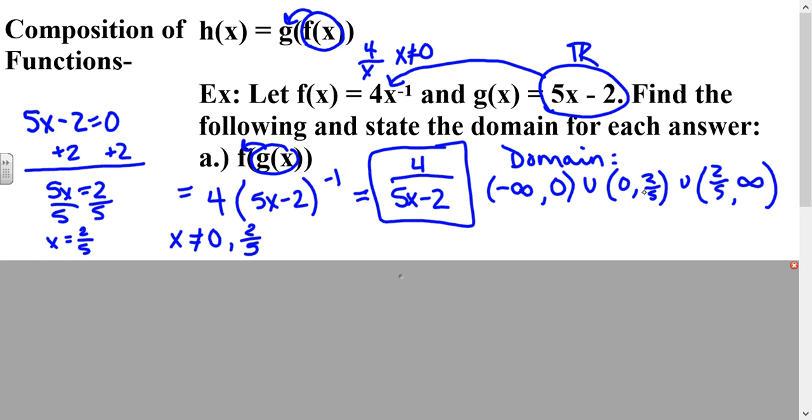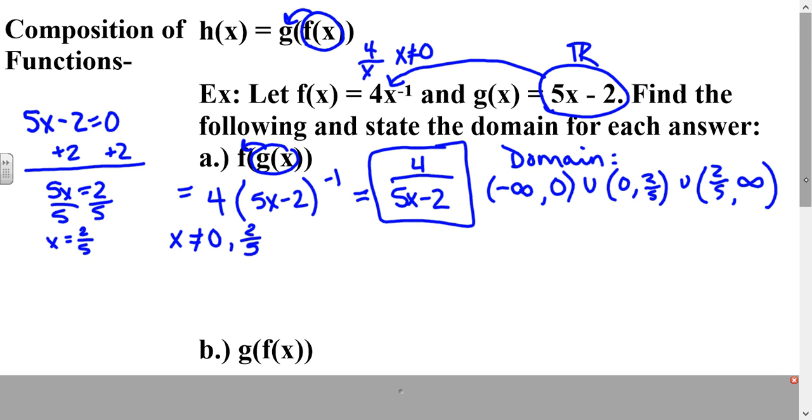So I'm going to write this in interval notation. And so I can go up to 0, but then I can't plug in 0, and I can go between 0 and 2/5, but I can't have 2/5, and then I can go from 2/5 to positive infinity. So that one has kind of a tricky domain. You can also just write all real numbers except x equals 0 and 2/5. So if you wanted to do that, you could do that as well.